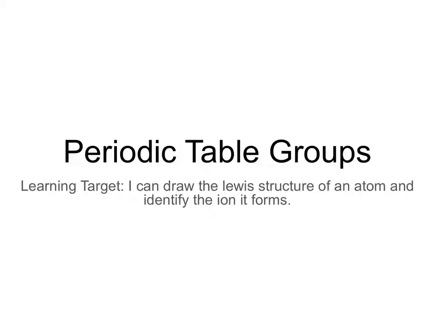This lesson is going to be about the periodic table groups and learning to be able to draw the Lewis structure of an atom and identify the ion it forms. In the last video, we learned how to draw the Lewis structure of atoms, and now we're going to be working on identifying the ions it forms. They are going to follow a pattern very similar to the Lewis structures we worked on in the last video.